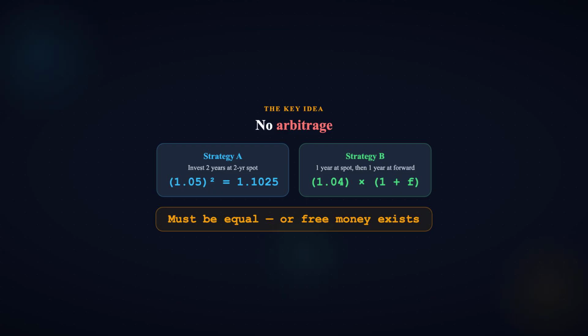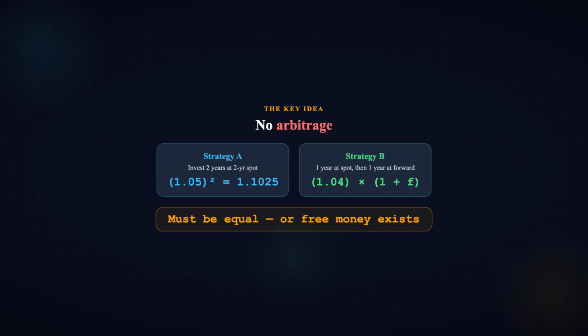Strategy B. Invest for 1 year at the 1-year spot. Then reinvest the proceeds for 1 more year at the forward rate f of 1,2. $1 grows to 1 plus 0.04 times 1 plus f of 1,2.